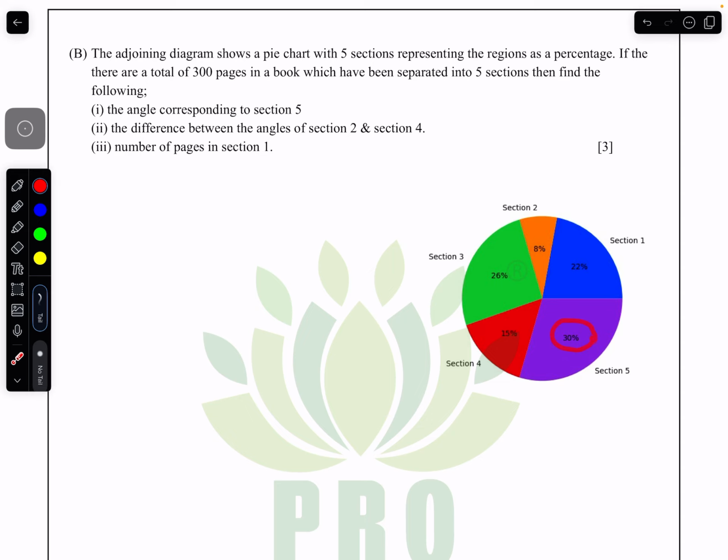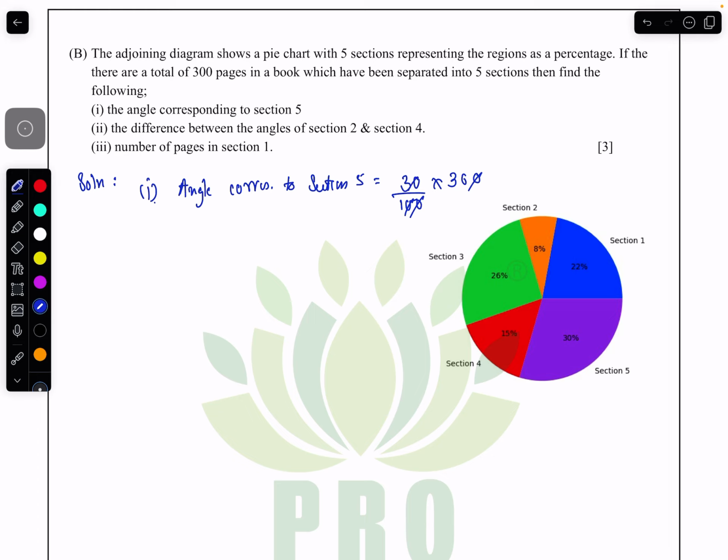Section 5, the angle is 30 degrees. So we know now 30 degrees is 30%. So we know we need the angle. So we say our solution is here. The angle corresponding to section number 5 is 30%, which is 30 over 100 as a fraction, times 360, because the total angle is 360 here.